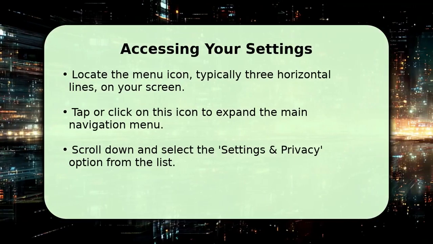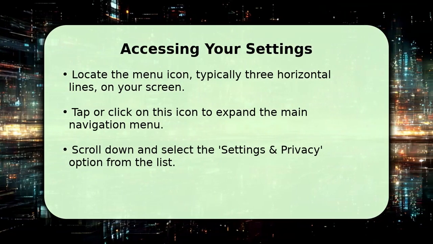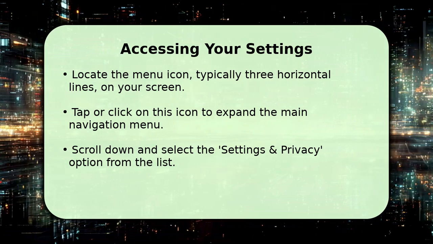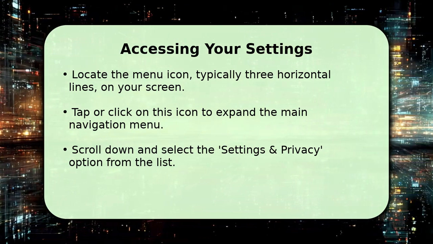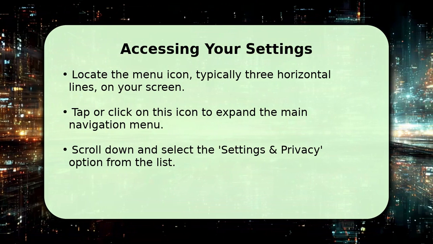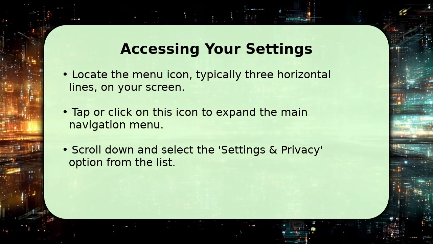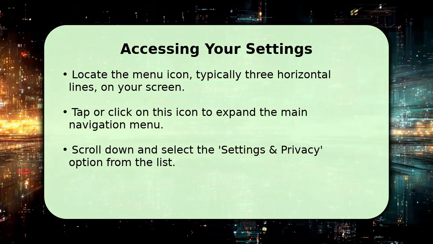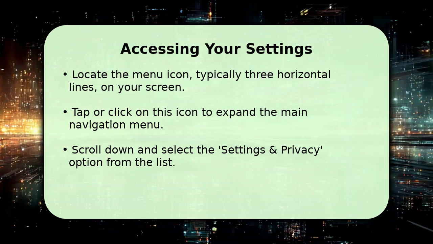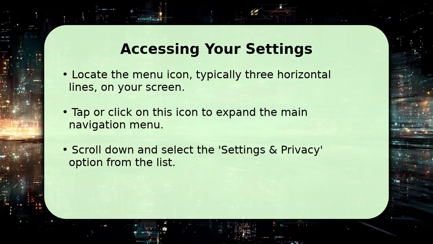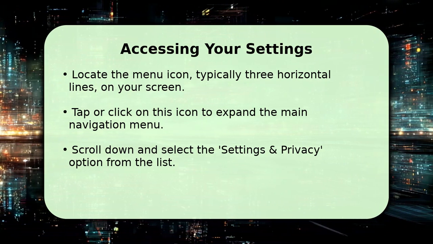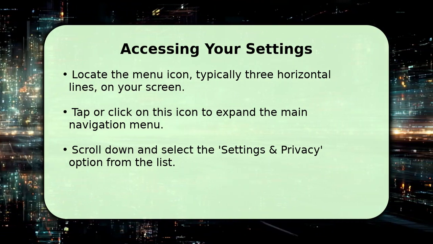To start, find the menu icon, which often looks like 3 horizontal lines. Once you tap or click on this, a full menu will appear. Scroll down carefully until you see the Settings and Privacy option. Click on this, and then select Settings from the new submenu that opens. This action takes you directly to your main account configuration area.